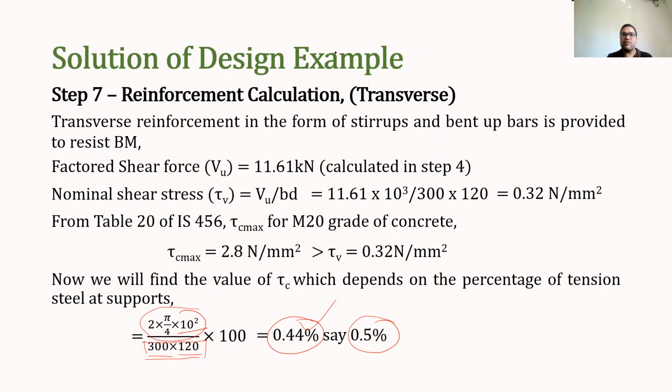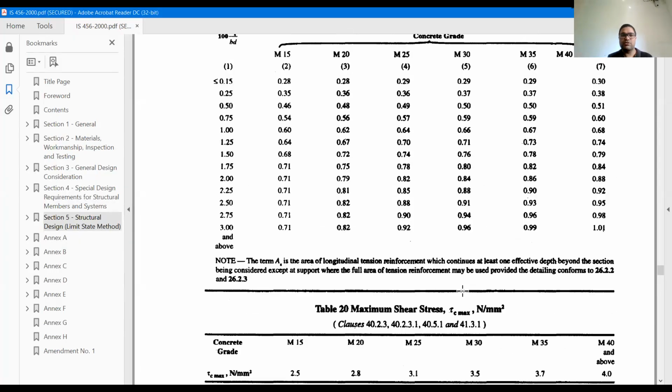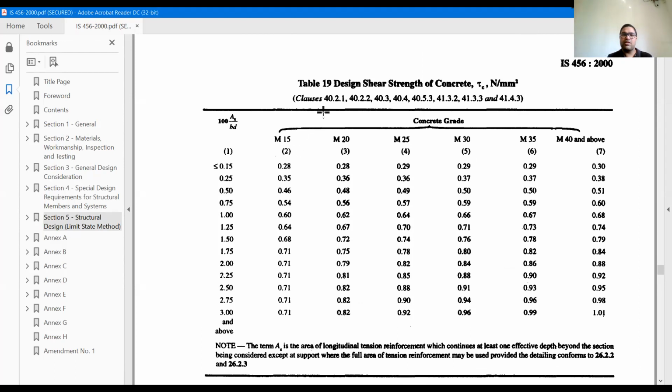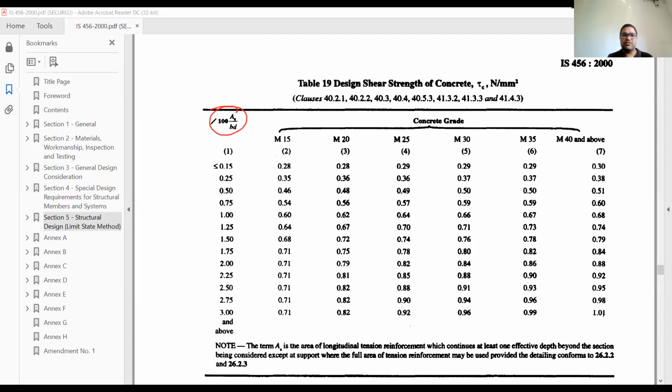Again, I will show you the IS code and the table with which we can find out the value of tau c. To get the value of tau c, we will use table 19, and in the first column you can see this one is representing the percentage of area of steel at the support. Our percentage of steel is basically 0.44, but we have rounded off this value to 0.50. You can see our 0.44 will lie between 0.25 and 0.50. So for grade of concrete M20, our value of tau c will lie between 0.36 and 0.48.